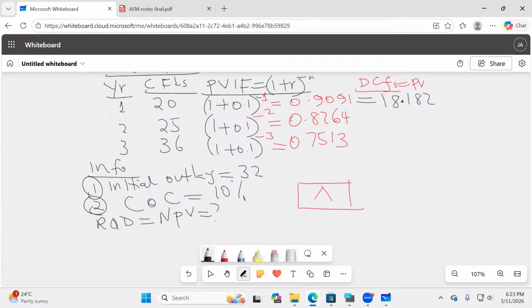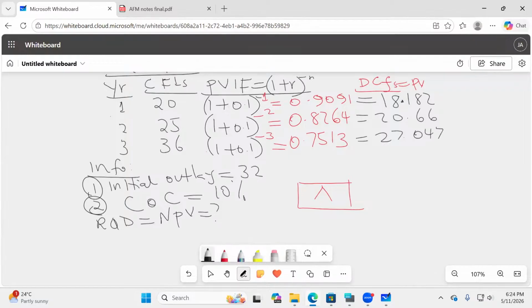How about the second cash flow, but discounted? 20.66. Thank you so much. The third cash flow is 36 multiplied by 0.7513, which will end up giving us 27.047. Thank you so much.